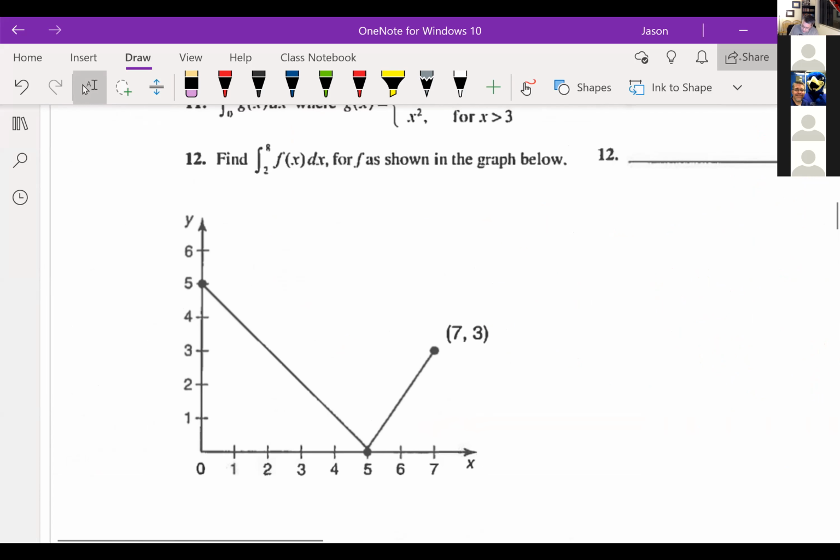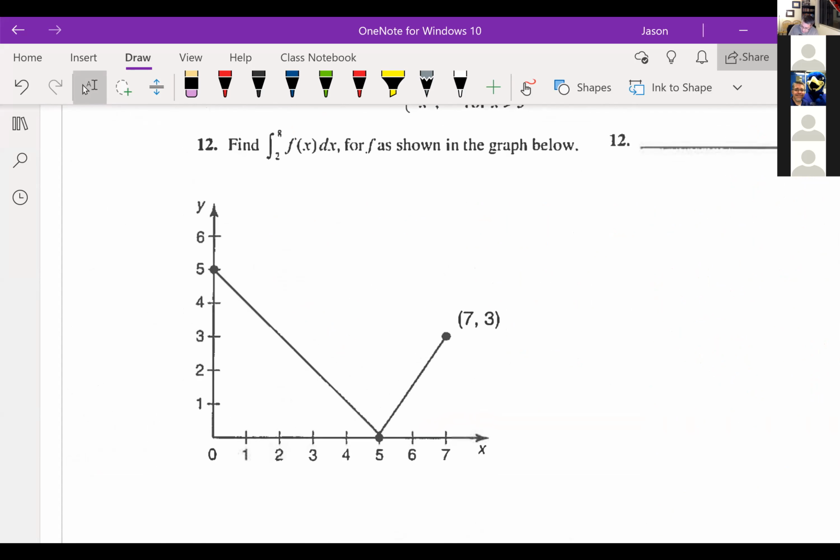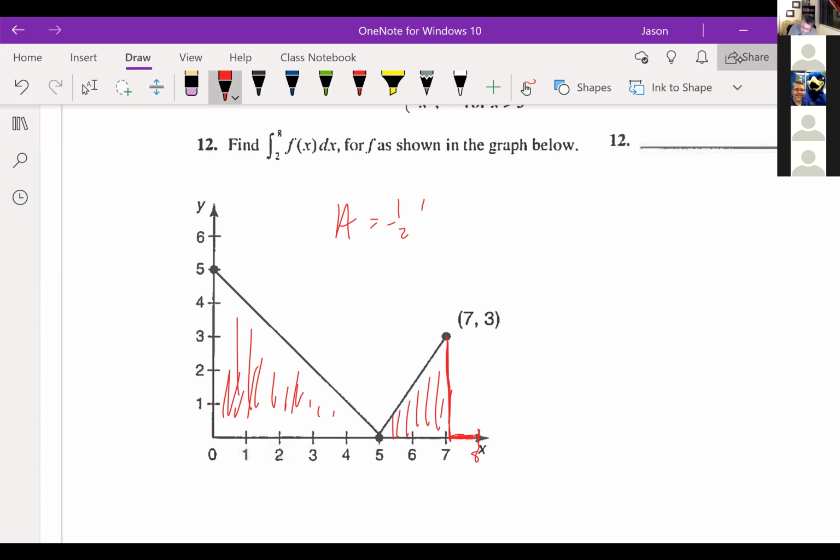Okay, 12 is just finding the area. Find 2 to 8. Well, there is nothing from 7 to 8. 7 to 8 is 0, so that might be throwing you off there. 7 to 8 is no area. So you just want to find the area under these triangles, basically. You can do that geometrically if you want. The area of a triangle is 1/2 base times height. We have 2 of them.